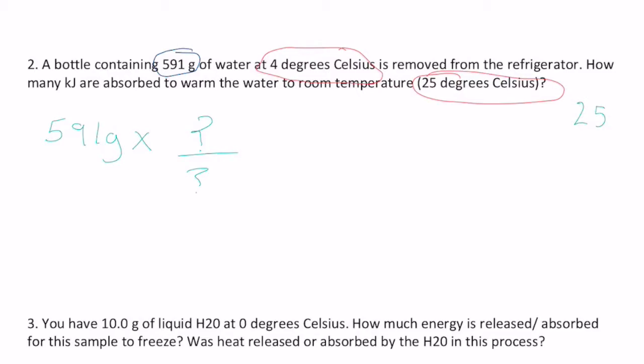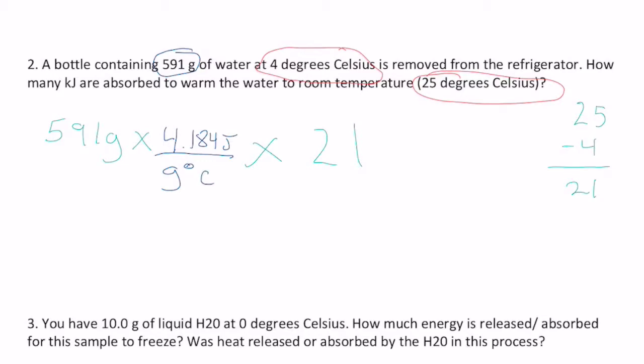I will put it in a second, but right now we gotta find out the difference between the degrees. So 25 subtracted by 4 equals 21, right? So 591 grams times what? Times 21 degrees Celsius. So we need a conversion factor in the middle for us to get our problem. So let's go ahead and erase that. Alright, so if you don't know, I'll be writing it right now. So it's going to be 4.184 joules over grams degrees Celsius.